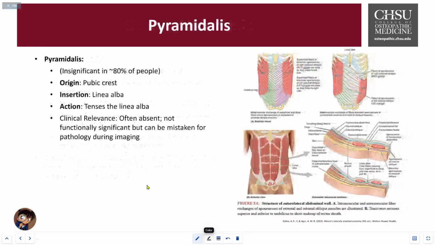The next muscle is the pyramidalis. This is a small triangular muscle located in the lower anterior abdominal wall. It originates from the pubic crest and inserts into the linea alba. This is where it functions to tense up the linea alba.